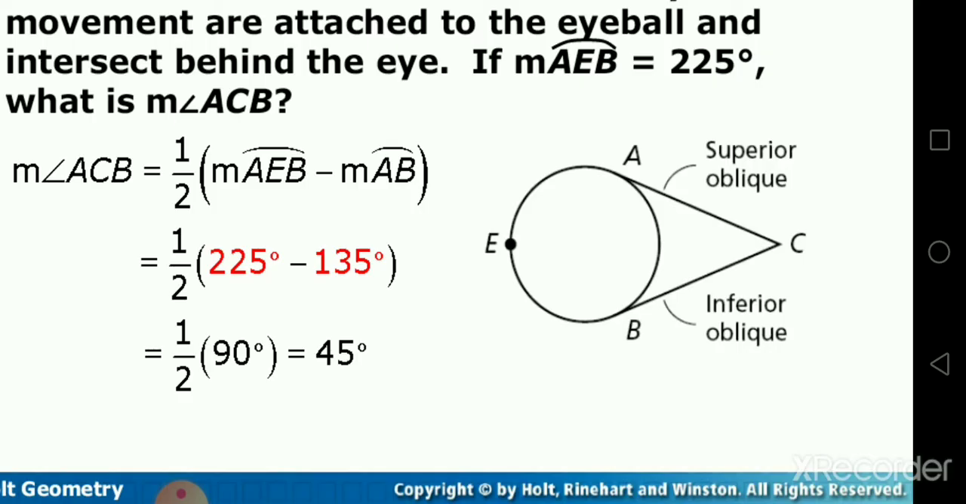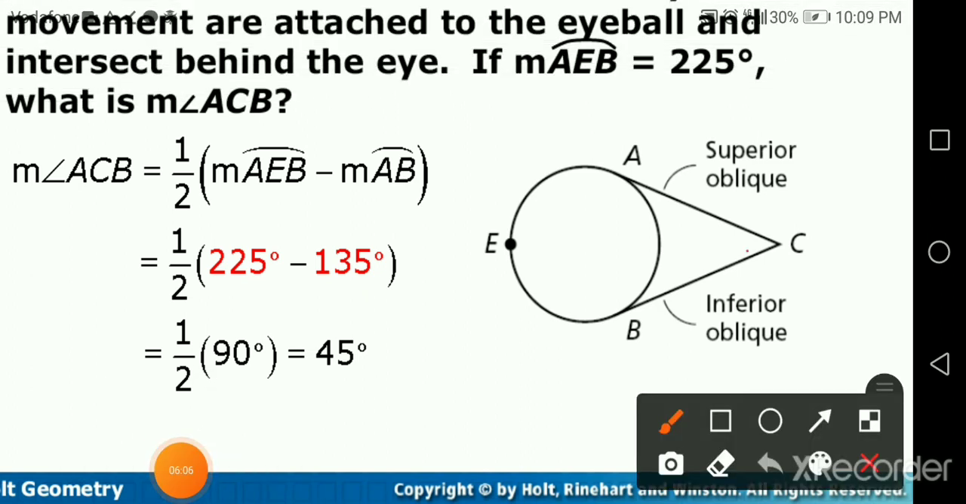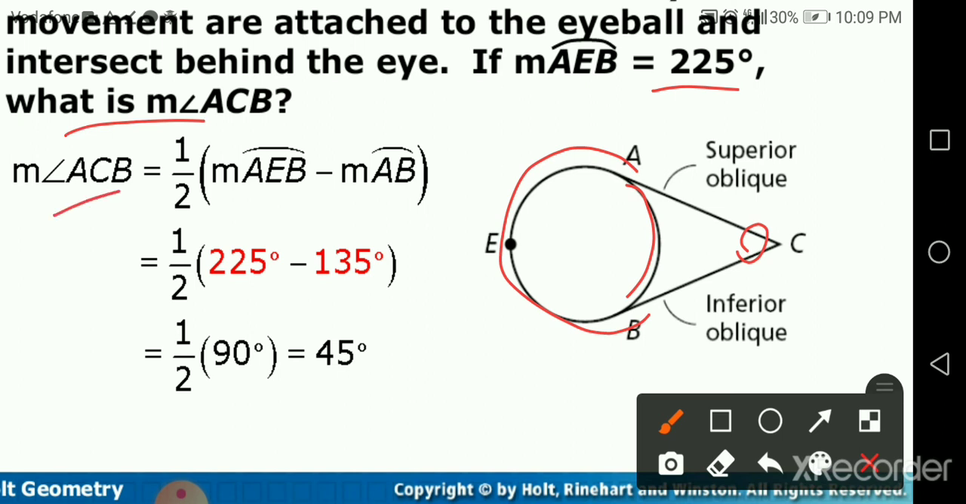Okay, let's have this one. If I have the measure of angle ACB, as you see, he asks for ACB here. We have two tangents, so it will be half of the difference between arc AEB minus arc AB. Given the values, it's very easy to find ACB. So you have 225 for AEB, and I have 135 that is given.